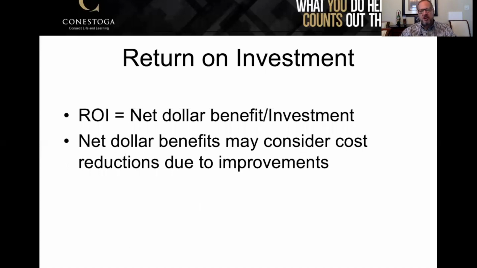Another biggie is return on investment. And you've probably heard this term before. ROI is basically all about the net dollar benefit over how much you had to spend to get it, and it's reflected as an amount of time.